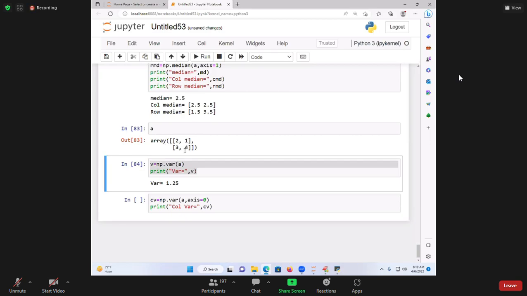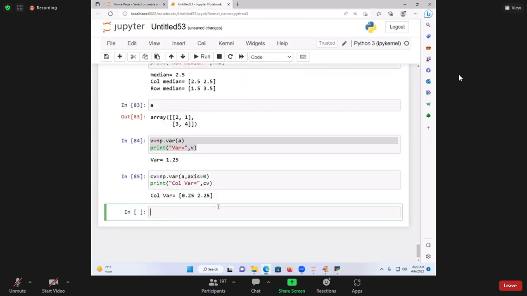Remember, 1 and 4 means 5, 5 by 2 is 2.5. 1 minus 2.5 is 1.5 whole square, 2.25. 4 minus 2.5 is 1.5 whole square, 2.25. 2.25 plus 2.25 is 4.50 by 2, that is 2.25. So the column variances are 0.25 and 2.25.